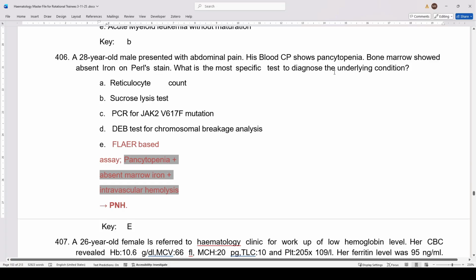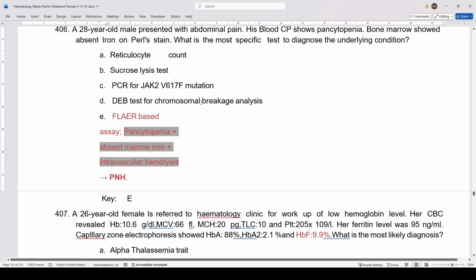So what is the most specific test to diagnose a PNH case? That test is flow cytometry using a FLAER based assay. We have to look for CD55 and CD59, which will be absent in case of PNH. Okay, so just revise it.